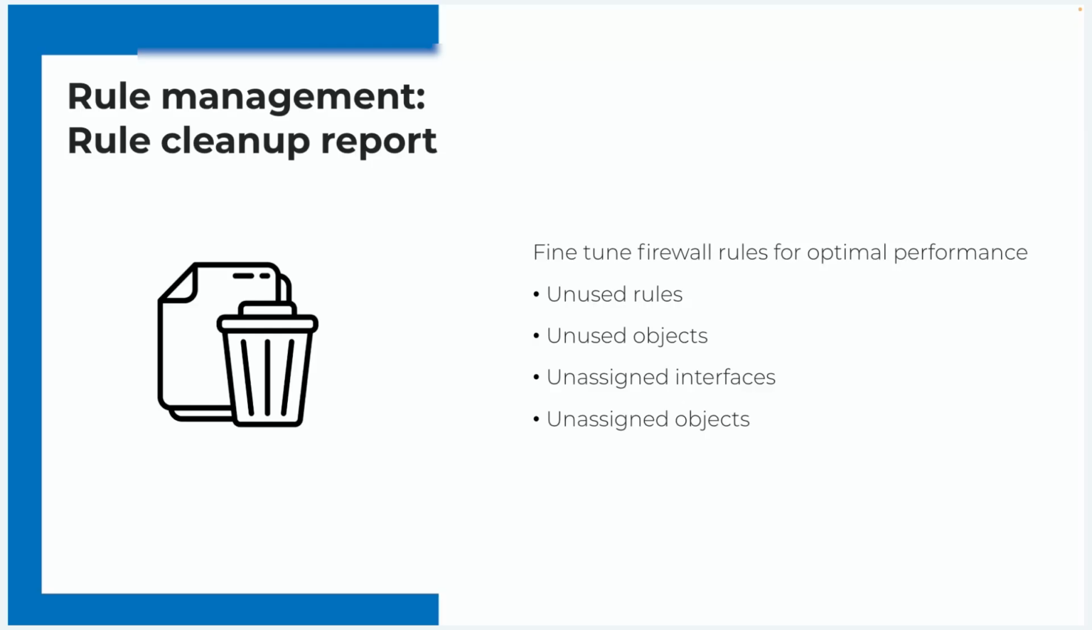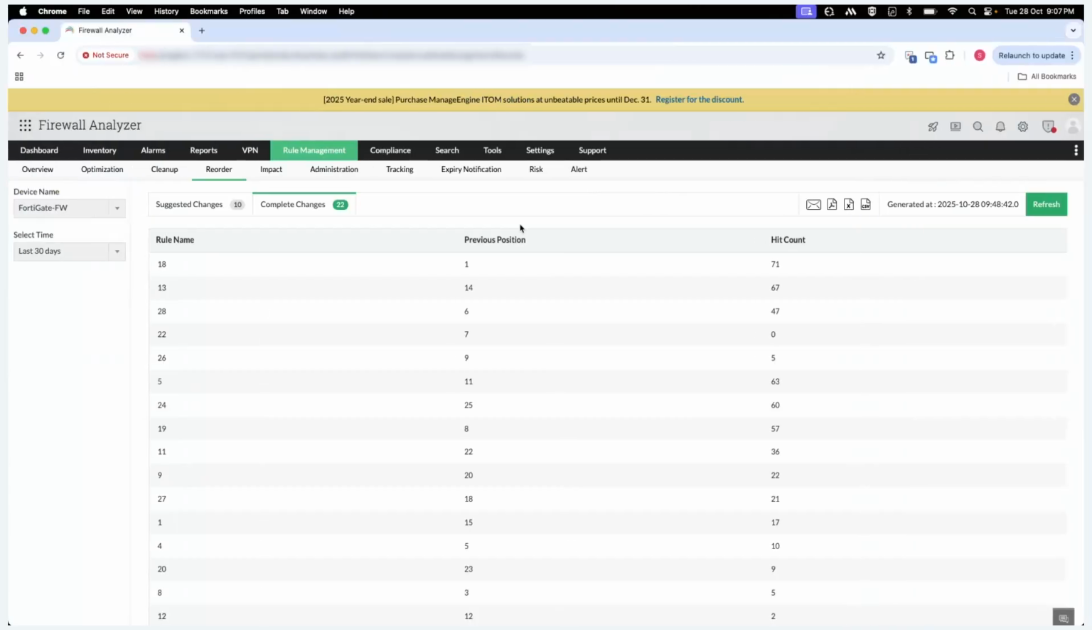With Firewall Analyzer's rule cleanup report, you get a detailed list of all the unused rules, unused objects, unassigned interfaces, and also unassigned objects. It is recommended that you first deactivate these rules for a short period of time, and once you find that there is no impact on the network, you can safely remove these rules from your existing rule set. So let me take you back to the product UI.